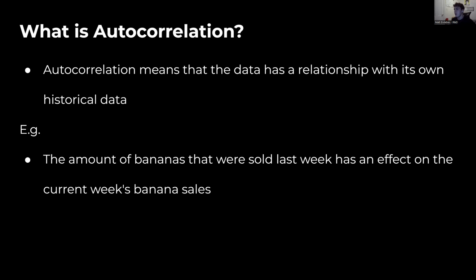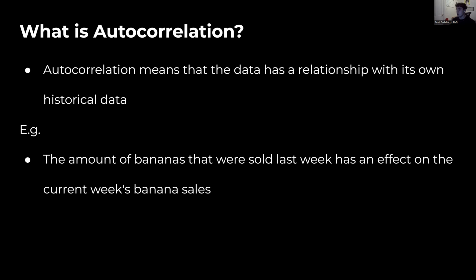So let's just think about the banana sales, for example. Let's say that the amount of bananas that were sold last week actually has an effect on the current week's banana sales. Let's say that the grocery store sold 500 bananas last week, and this week maybe they're all sold out of bananas. So there are probably going to be a lot fewer sales this week due to all the bananas being sold out. That is an example of what autocorrelation is.